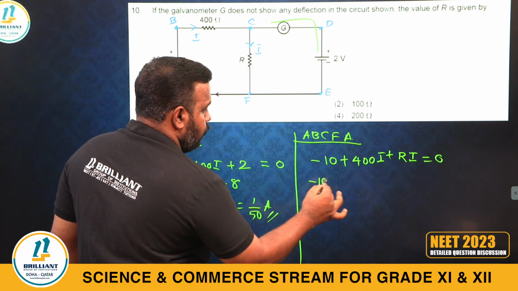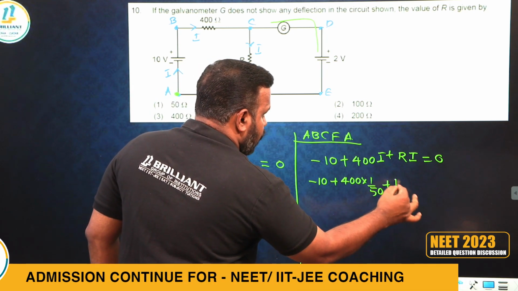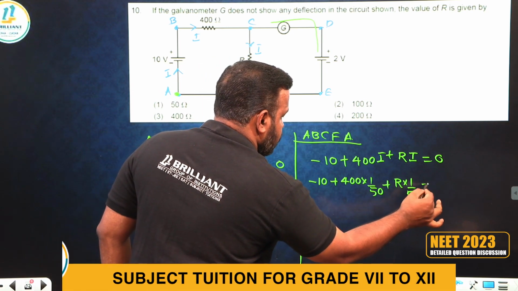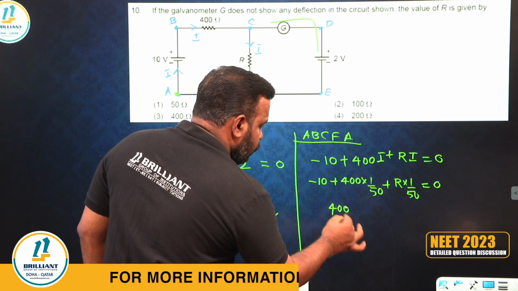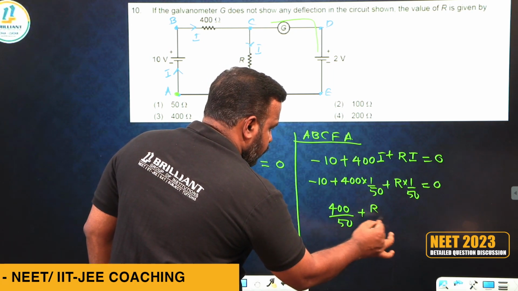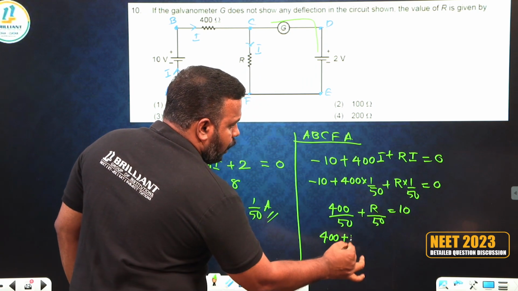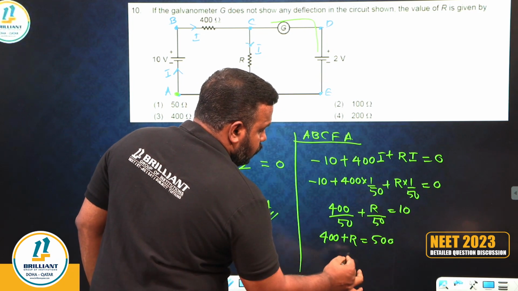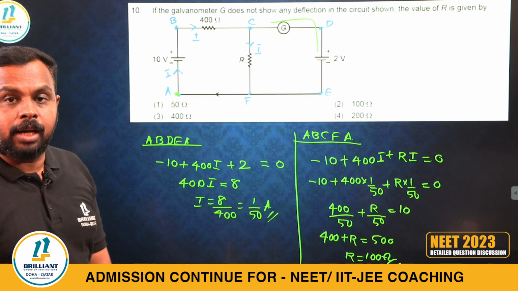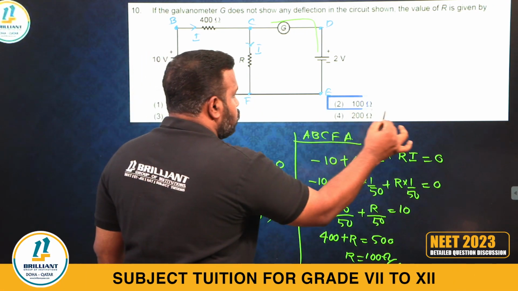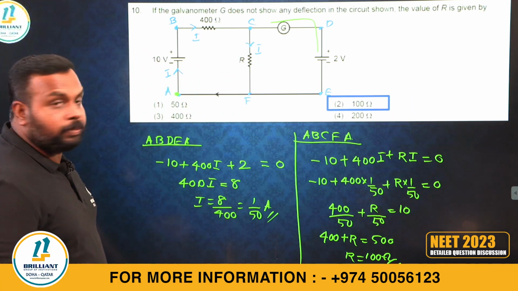0. Minus 10 plus 400 into, what is I? I is 1 by 50. Plus R into, again I is 1 by 50, is equal to 0. Okay, so we get 400 by 50 plus R by 50 is equal to 10, which means 400 plus R is equal to 500. R is equal to 500 minus 400, which is 100 ohm. So the answer for this question is 100 ohm, which is option 2. Not a tough question, an easy question based on Kirchhoff's rule. Answer is 100 ohm. Clear?